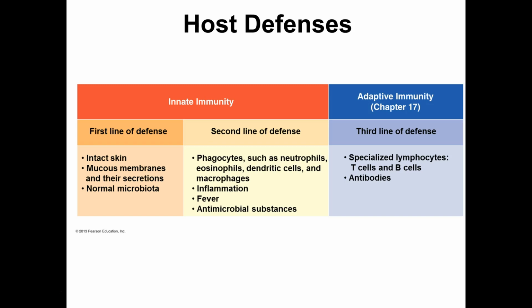So if the pathogen is outpacing your white blood cells, then you have to rely on your third line of defense, your adaptive immune system. B cells and T cells. Antibodies are a part of your adaptive immune system.